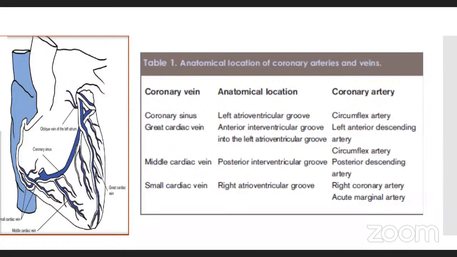The great cardiac vein runs in the anterior interventricular groove into the left atrioventricular groove with the LAD and the left circumflex. The middle cardiac vein runs in the posterior interventricular groove along with the PDA. And finally, the small cardiac vein runs in the right atrioventricular groove along with the RCA and the acute marginal artery.